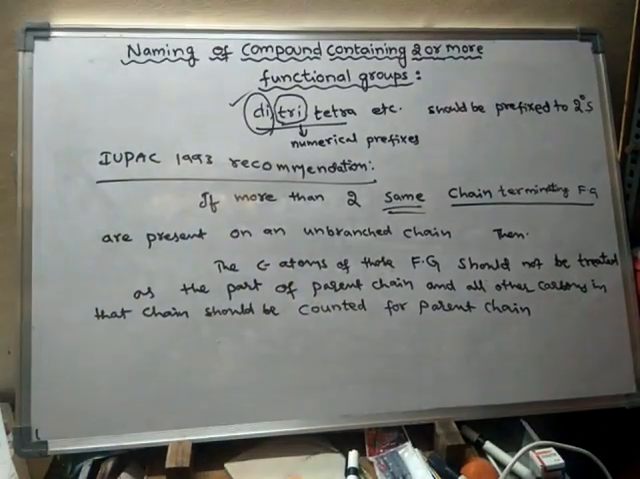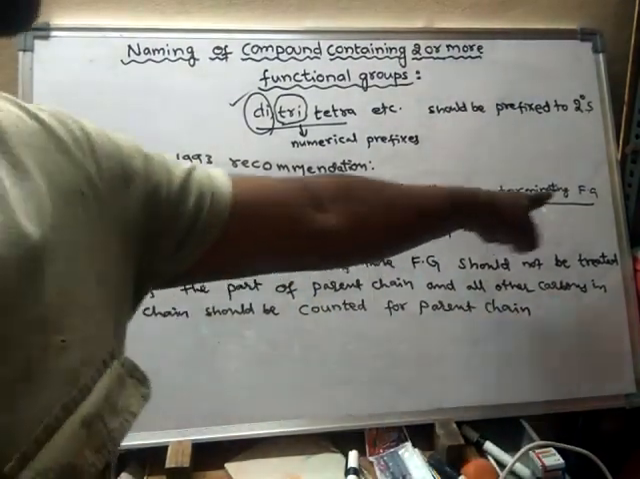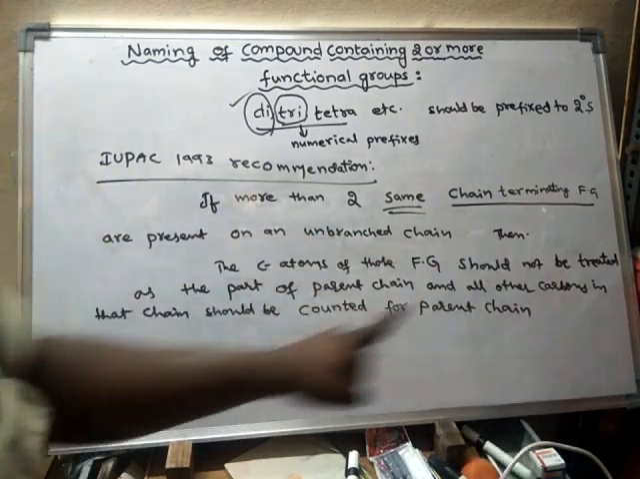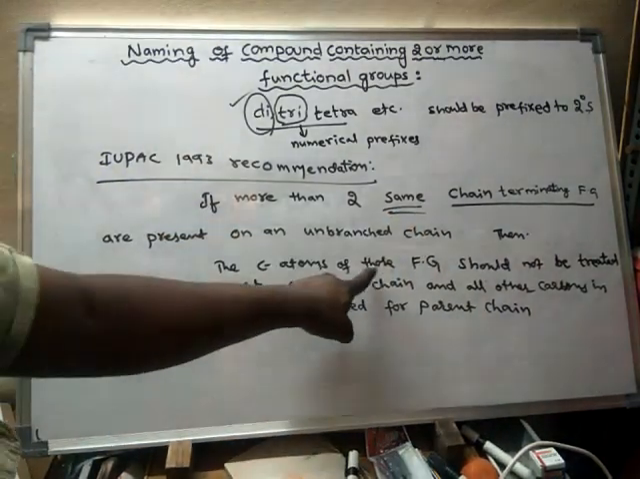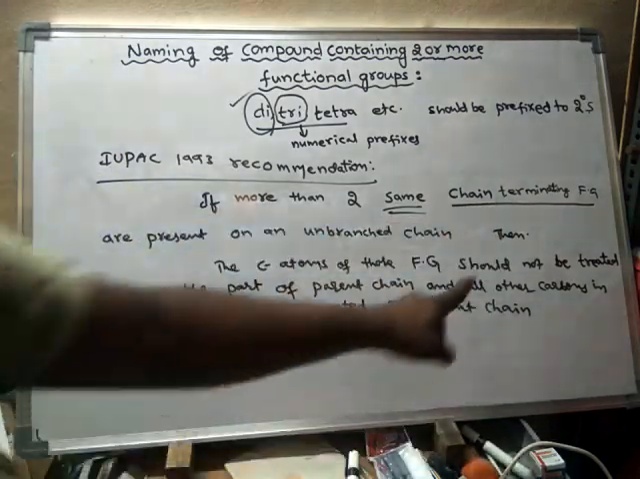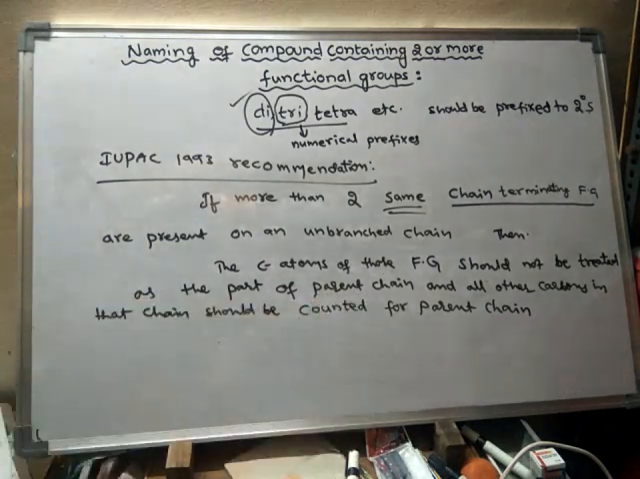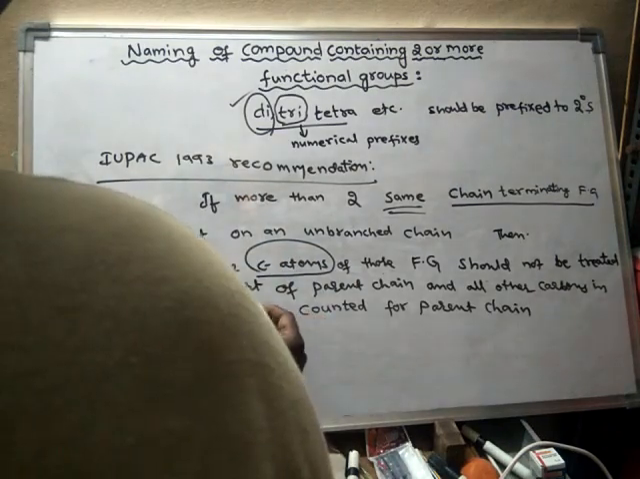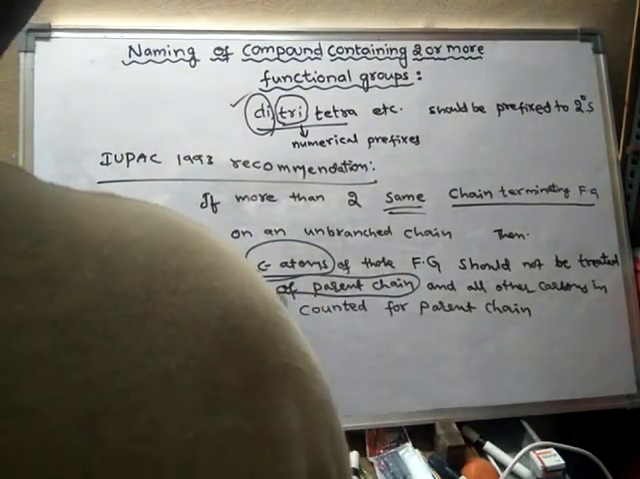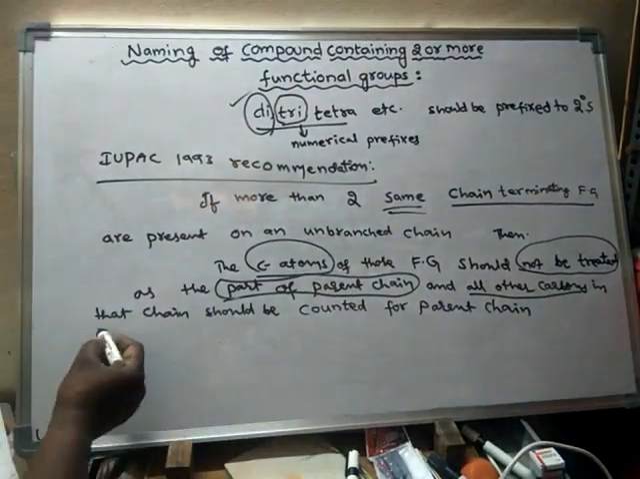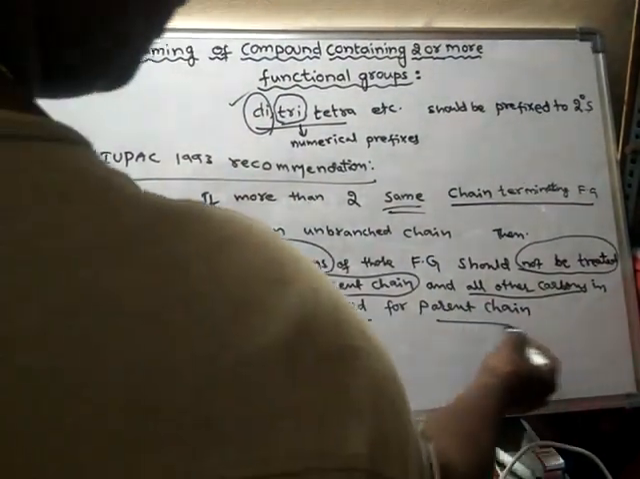Should be counted for the parent chain. If more than two same chain terminating functional groups are present on an unbranched chain, then the carbon atoms of those functional groups should not be treated as part of the parent chain. And all other carbons in the chain should be counted for the parent chain.